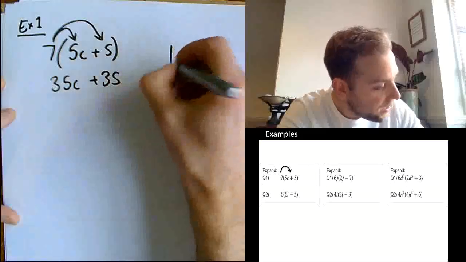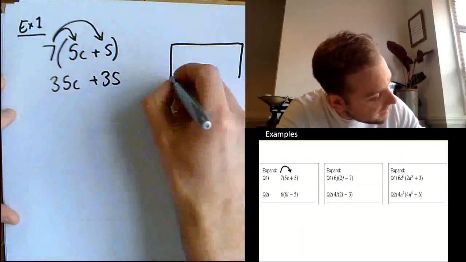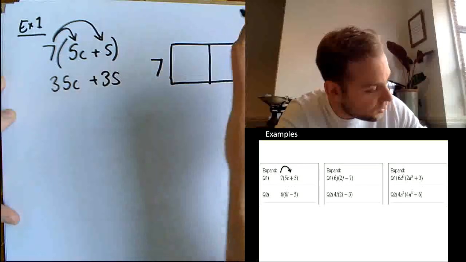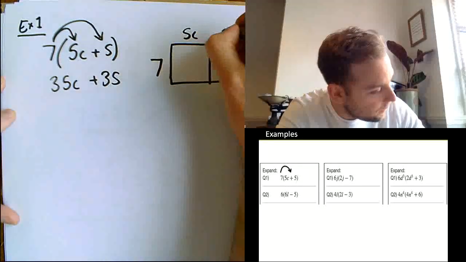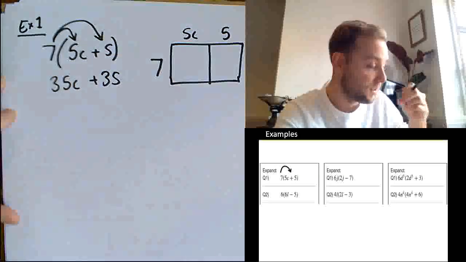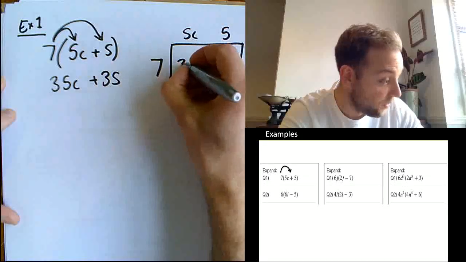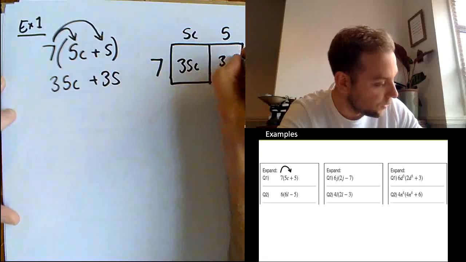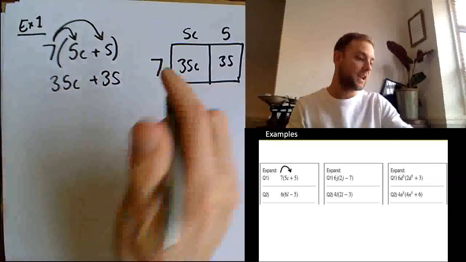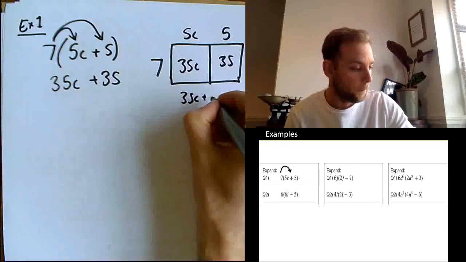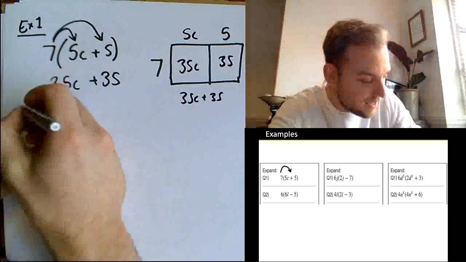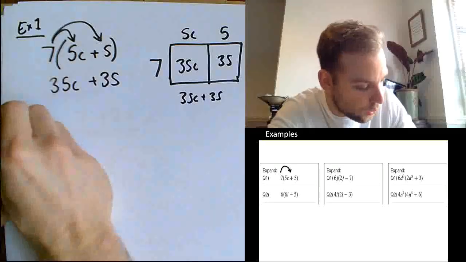Remember, we can think about this as area if we wanted to. So 7 lots of 5c plus the 5. So 7 times by 5c is the 35c, the area in there. 7 times by 5 is equal to just 35, like so, which is the same 35c plus 35 as what we've got here. So let's have a go at example 2.